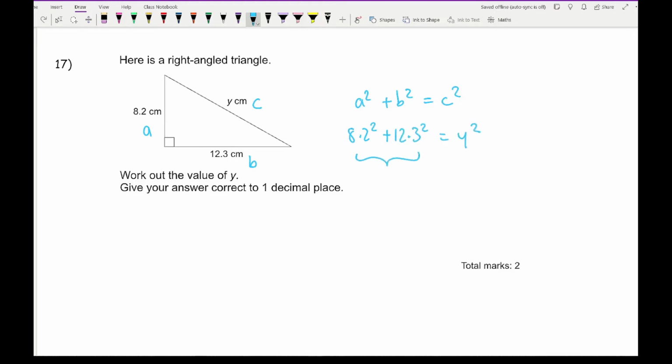Now entering this on the calculator, I end up with an answer of 218.53 equals y squared. So then y equals the square root of 218.53, and to 1 decimal place it gives me an answer of 14.8 centimeters.